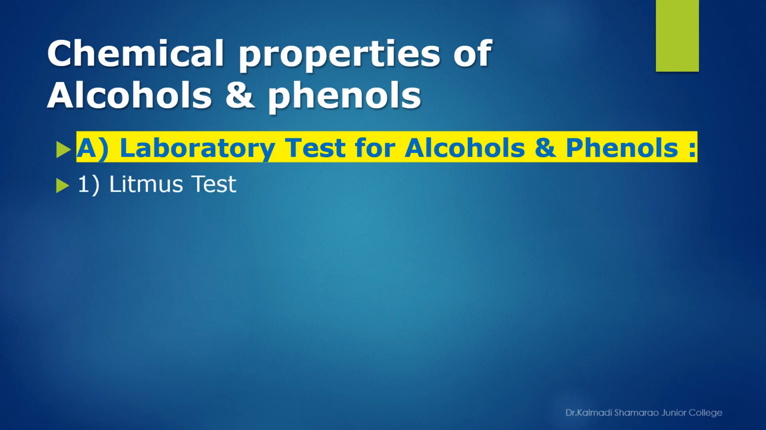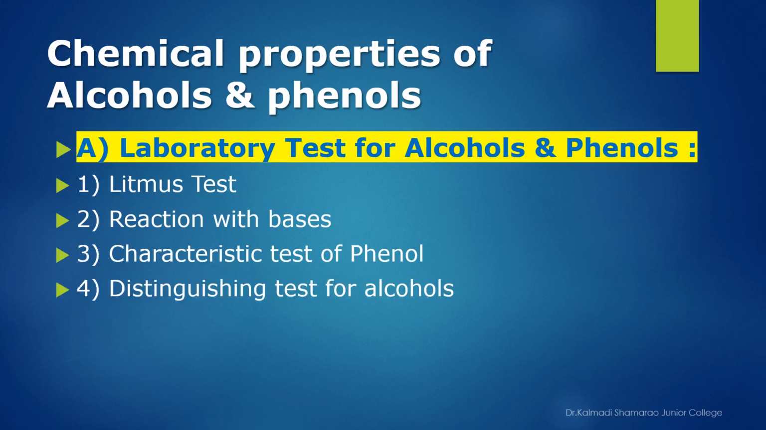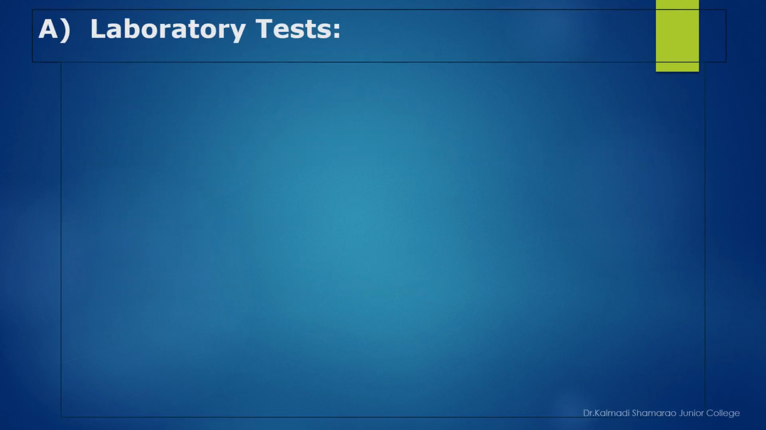First, litmus test. Second, reaction with bases. Third, characteristic test of phenol. And fourth, distinguishing test for alcohols. All these reactions we will now study in detail. First, under laboratory tests, the first test is the litmus test.